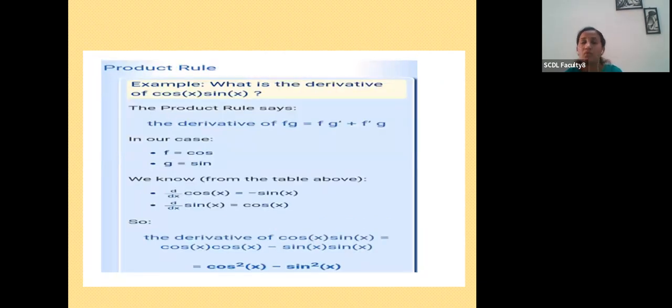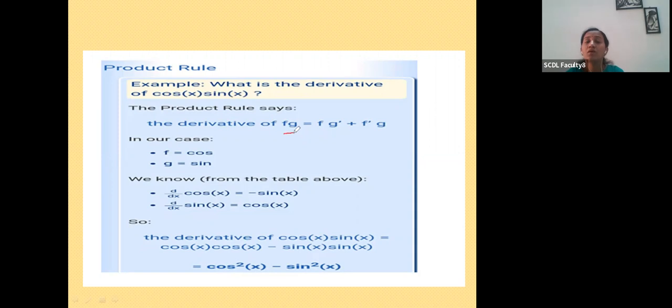Next is the product rule, which simply means the multiplication rule. Now here it is asking for the derivative of a trigonometric function. What is given? Cos x sin x. The derivative of the function cos x is minus sin x, and for sin x, the derivative is cos x.